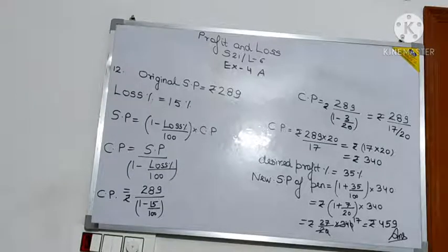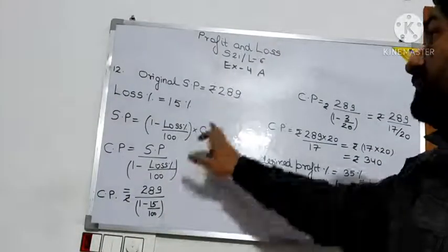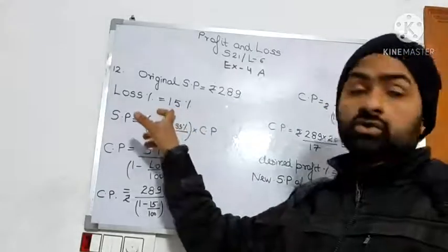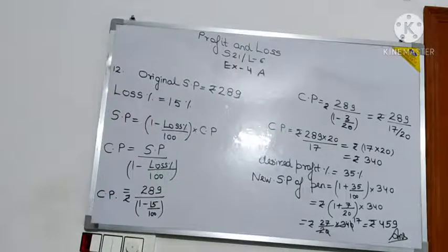So he is selling the item. So when the item is being sold, that becomes its SP. So if the SP is 289, he is incurring a loss of 15%. Now you already know the formula. What is the formula for the profit percent? If you are getting the profit percent and SP, how do you get the CP from that formula? So I get the formula also.